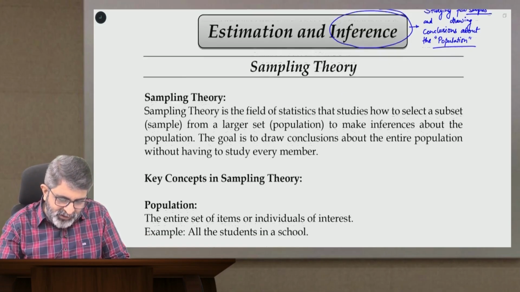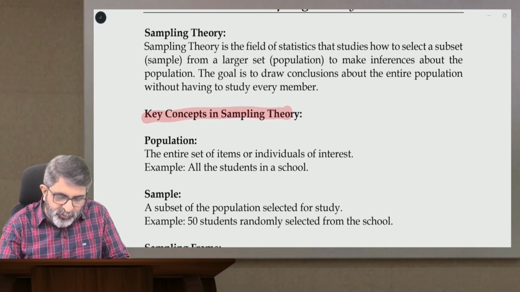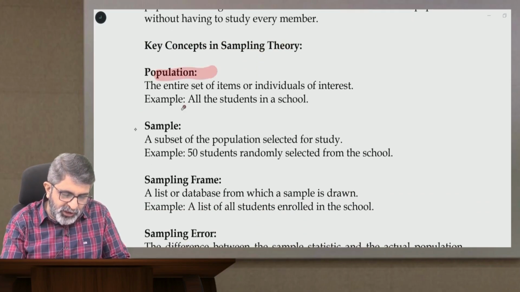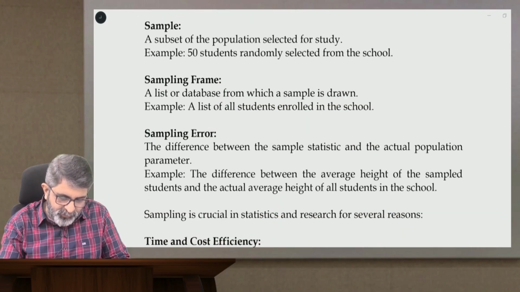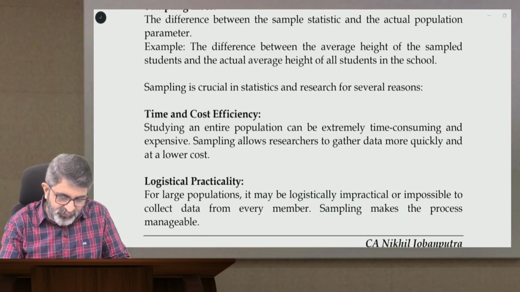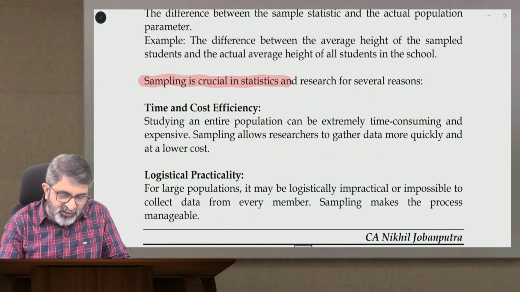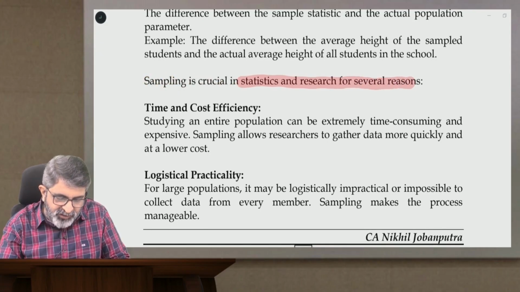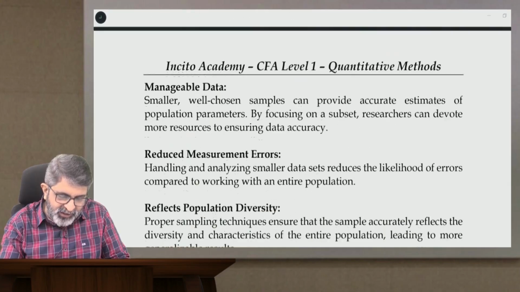So what is sampling theory? What are the key concepts in sampling theory? Population, sample, sampling frame, sampling error, and then sampling is crucial in statistics for several reasons. Then we have gone through all these reasons.